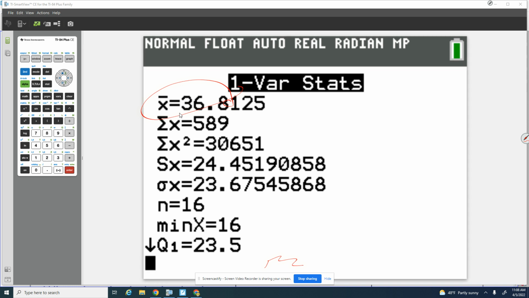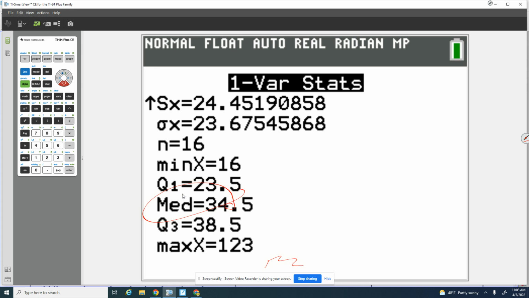We're going to ignore these. Look, this is our number, 16. That's how many data points we had. And then here's our minimum. Okay, 16 was our lowest number.